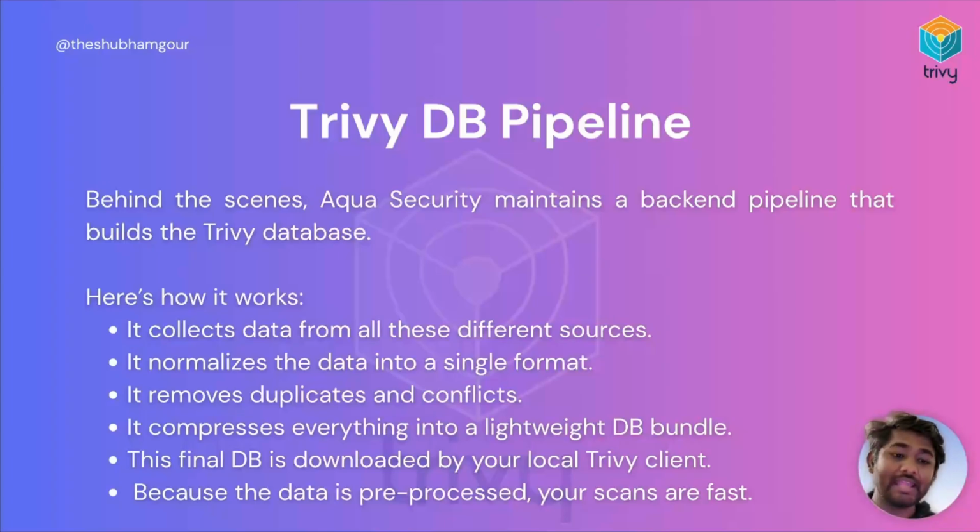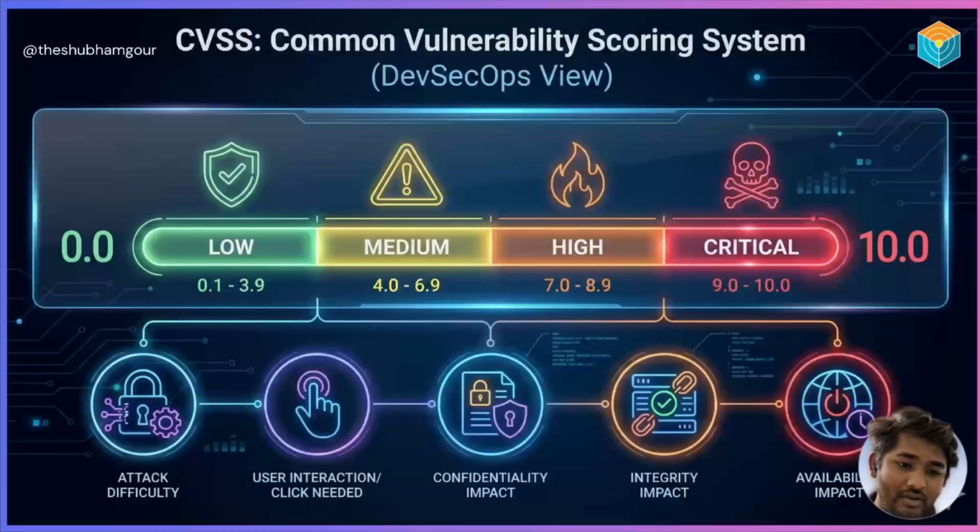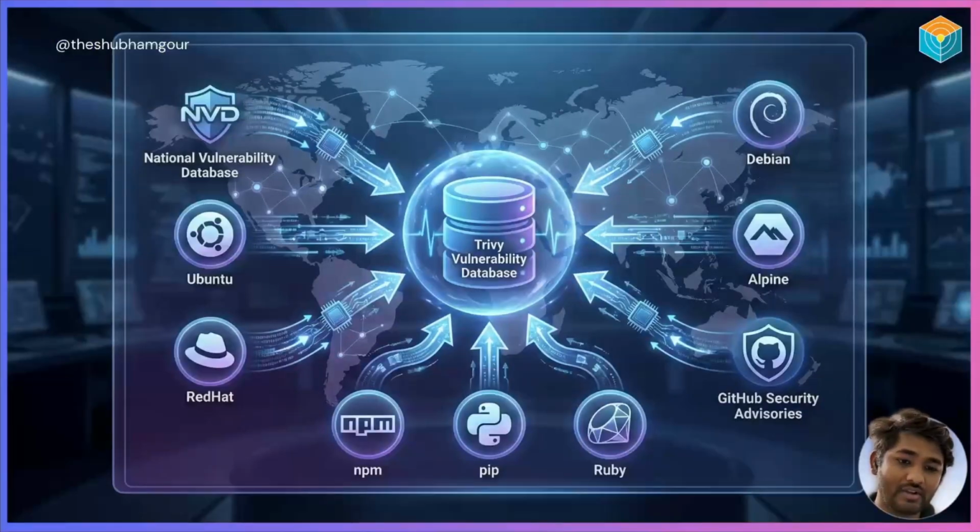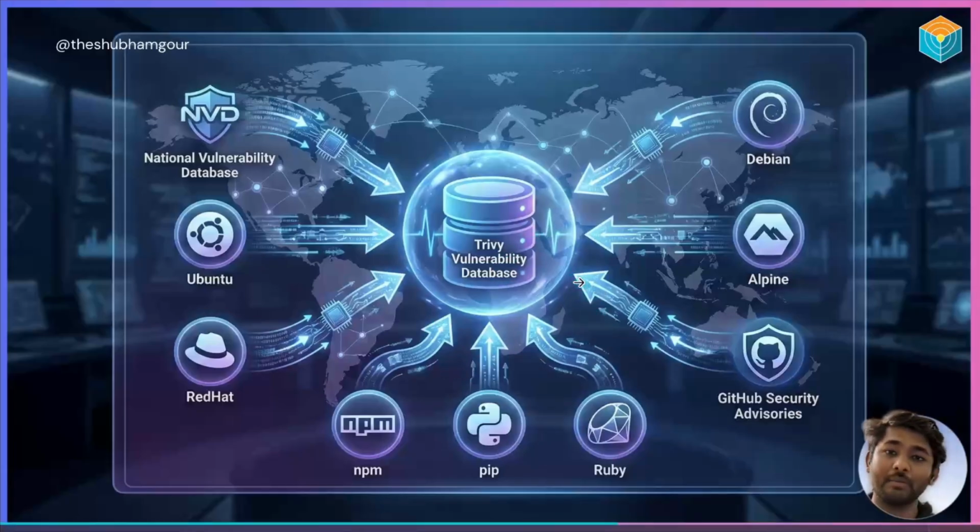So behind the scenes, Aqua Security maintains the backend pipeline that builds the Trivy database. Now, how does it work? It collects the data from all these different sources. When I say all these different sources, we are talking about the different advisories it is taking reference from: NVD advisories, OS advisories, GitHub advisories, and package manager. So here, Aqua Security is the company taking care of maintaining this Trivy vulnerability database.